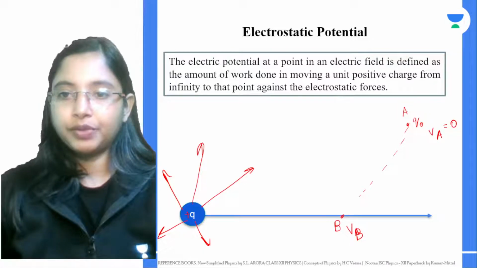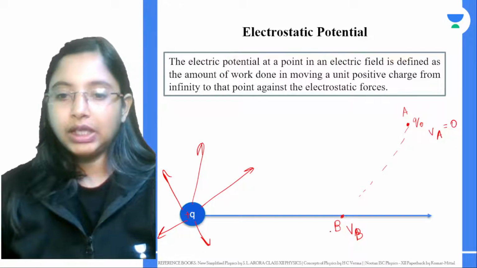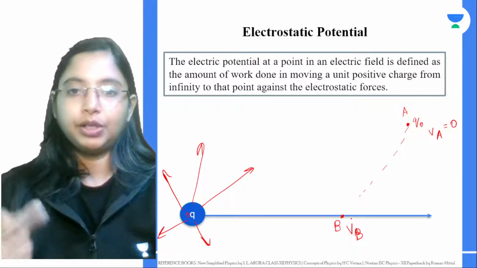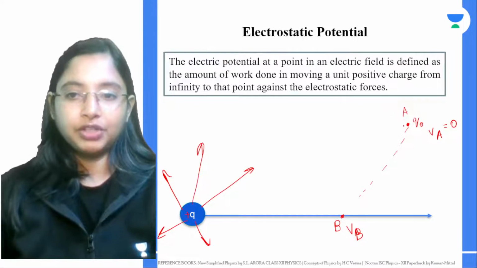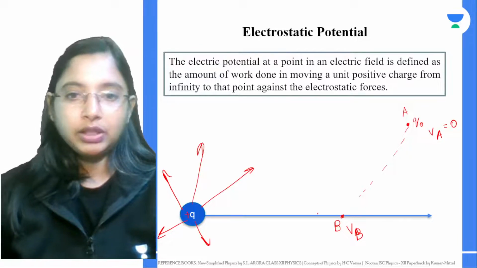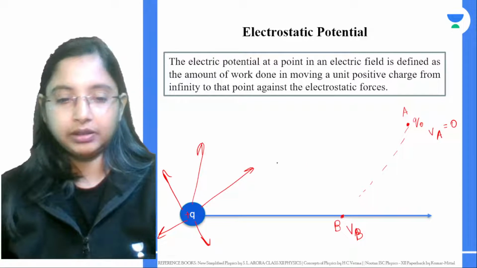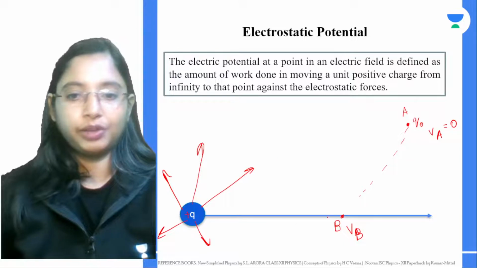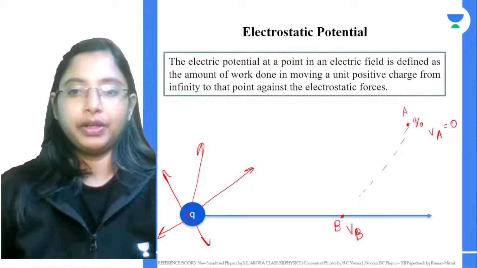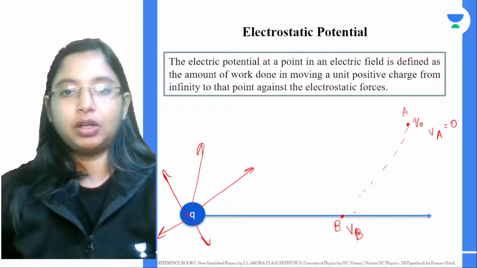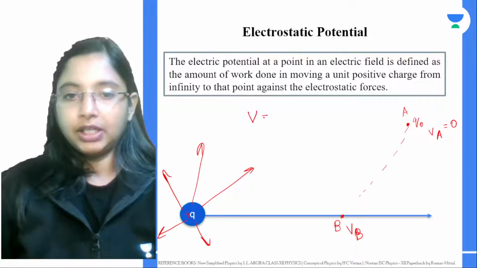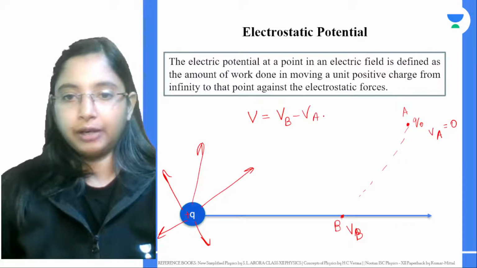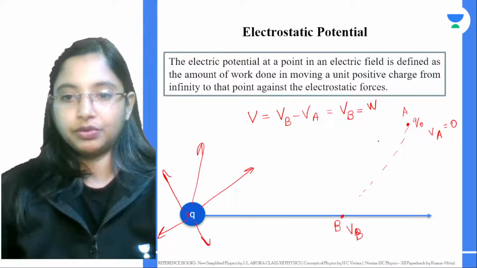So if you move your charge from infinity to this point, the work done is in moving a unit positive charge from infinity to a point in the influence of this electric field, against the electrostatic force of this particular charge. We call that the electrostatic potential, and it will be VB minus VA. VA is 0, so this will be just VB, which is equal to the work done in moving a charge from infinity to this point.